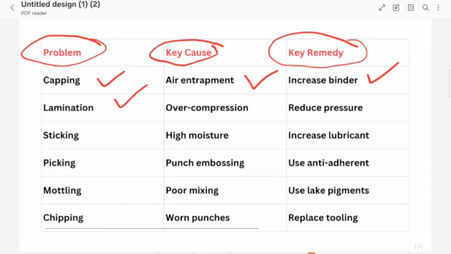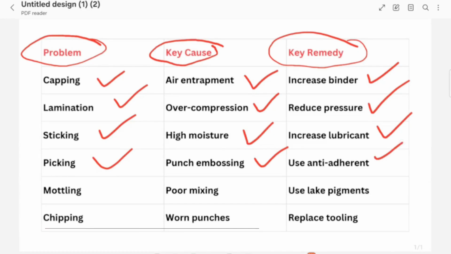And the second one is lamination. The reason is over compression, and what is the solution? We can reduce the pressure so that we can overcome this problem. Then sticking. Why does sticking occur? Due to high moisture content, and what is the solution? Increasing the lubricant or lubricating agents. Then the picking problem. What is the main cause? Punch embossing. And what is the solution? Using anti-adherent or lubricating agent.